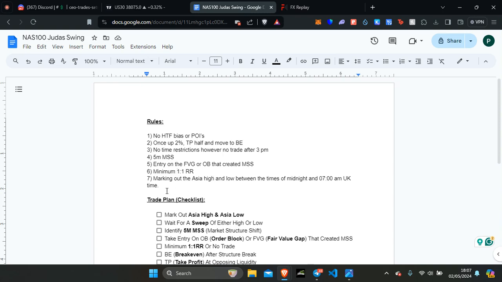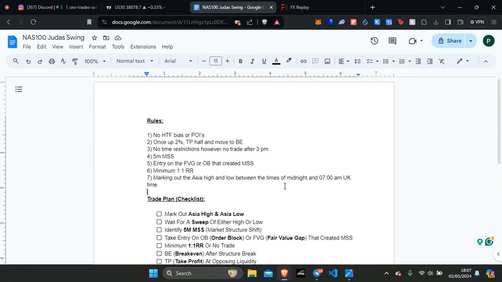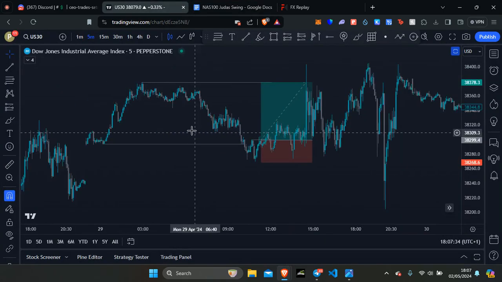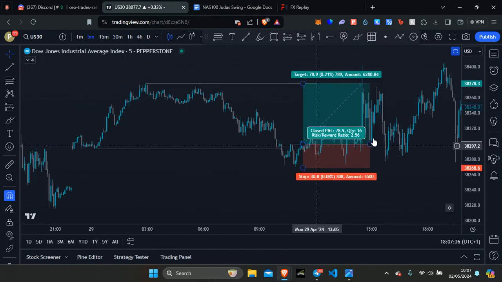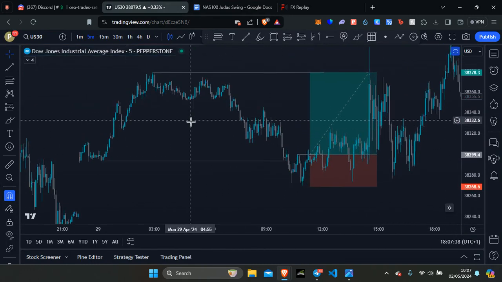And our seventh and final rule is we mark out the Asia highs and lows between the times of midnight and 7 a.m. UK time. Again, that is UK time, so configure this to whatever time zone you are in the world. For me, it's midnight to 7 a.m. UK time. So let's jump onto our charts so that I can explain to you how it looks when we mark out the Asia highs and lows.